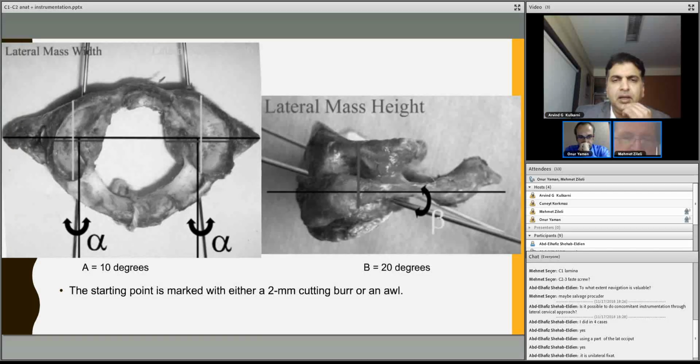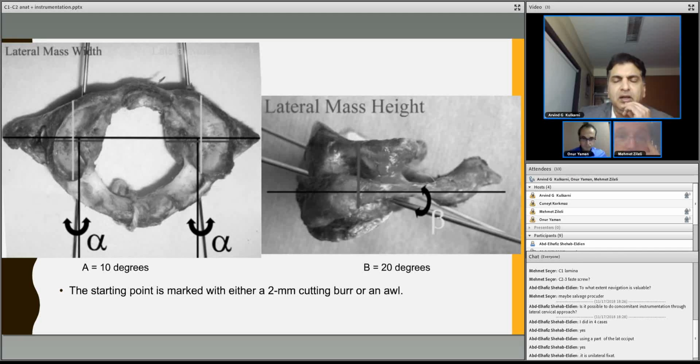In the superior-inferior dimension it's about 4 to 5 millimeters, in the anterior-posterior dimension about 13 to 14 millimeters, and in the mediolateral dimension about 4 to 5 millimeters. So you can easily put a 3.5 to 4 mm screw into this lateral mass. The trajectory is usually about 10 to 15 degrees medially.